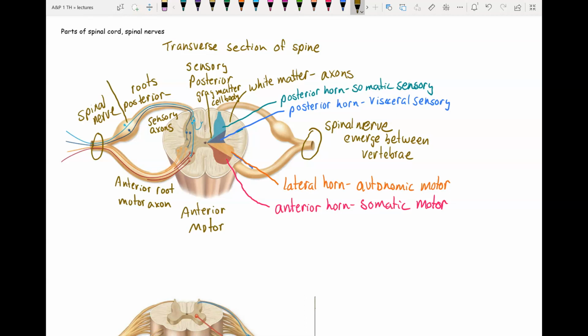Notice you have this swelling here on the posterior root. This is the posterior root ganglion. And it has the cell bodies of your sensory neurons. So these little bumps in here, those are cell bodies of the sensory neurons. Your motor cell bodies are all right here.